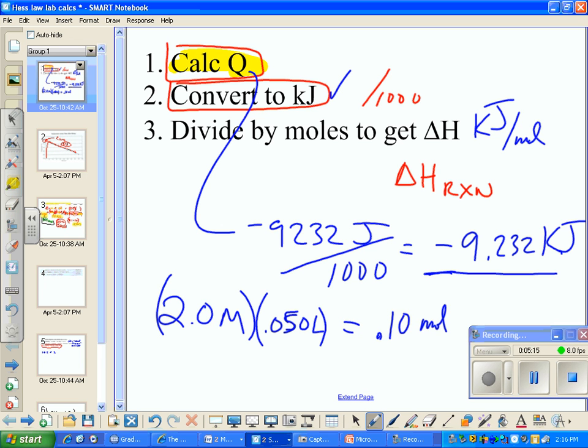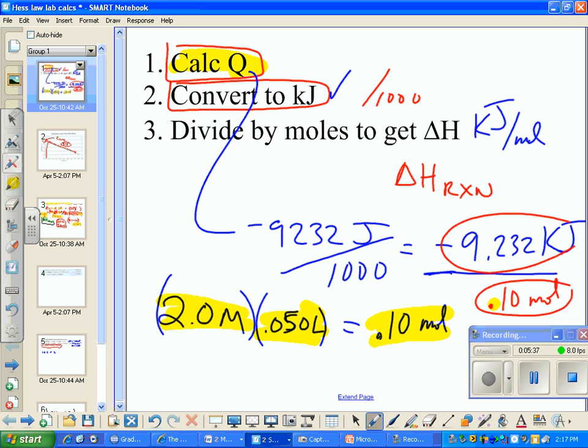It's the same for all of them because every one of the ones we did was 2 molar, and every one of the ones we did involved each reactant being 50 milliliters on purpose. So I have 0.1 moles. So the last thing I do is I divide by 0.1 moles, and I end up with negative 92.3 kilojoules.